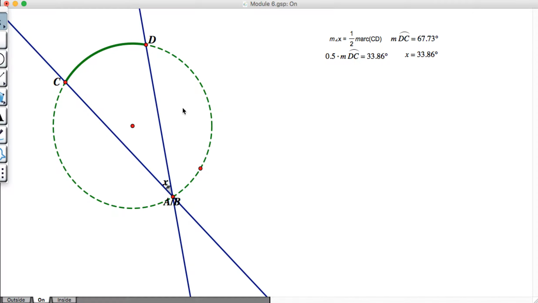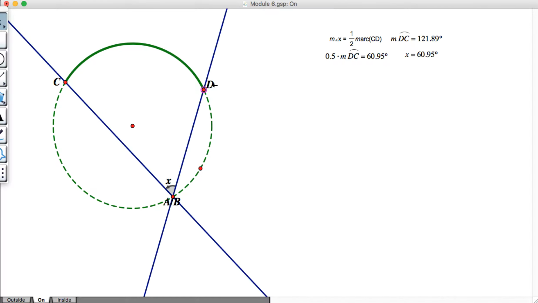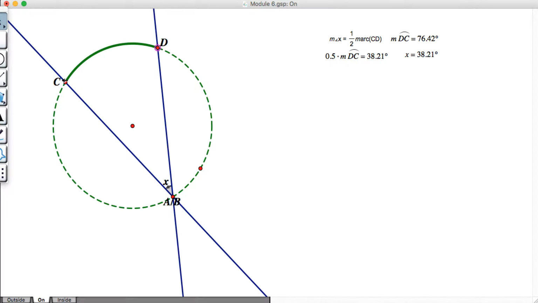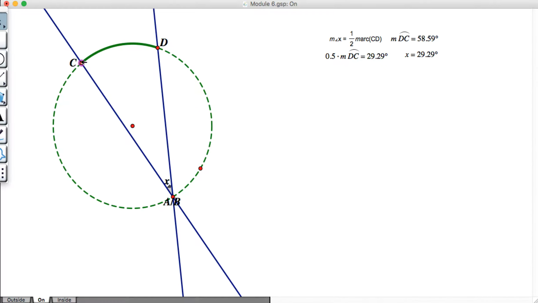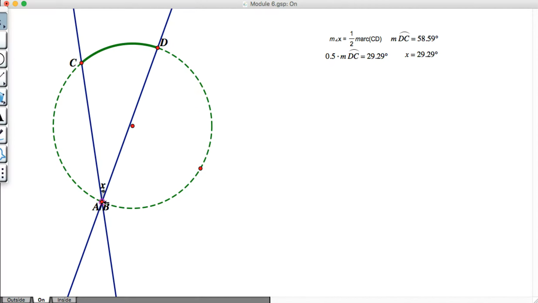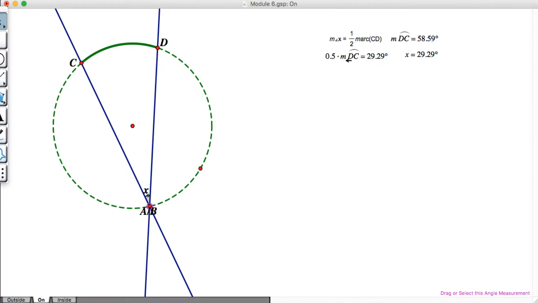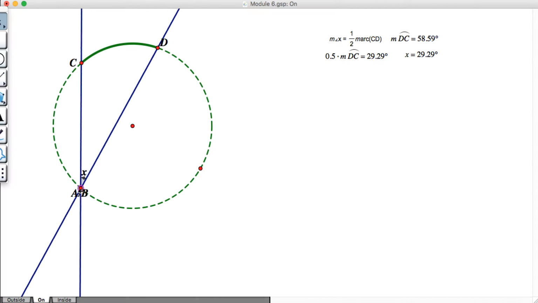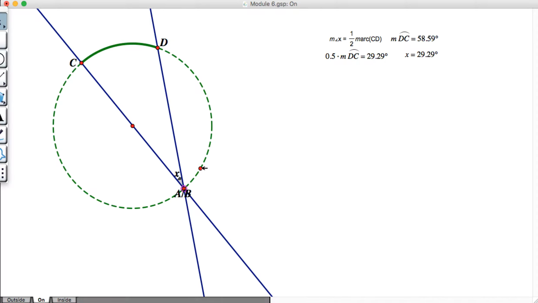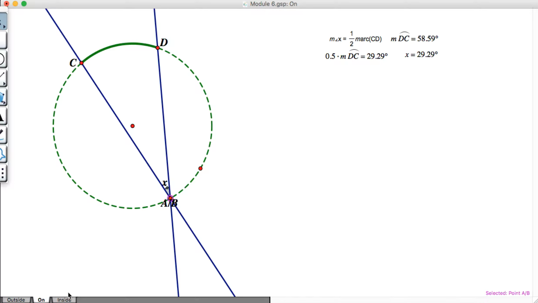And so the students would be able to see that no matter where we moved the different chords, and then we could even move these points here to change this chord, no matter where we move that, half of this arc length here will always be the angle. And so I would show this to my students after they had done the different proofs by themselves and seen the different formulas and where that came from.